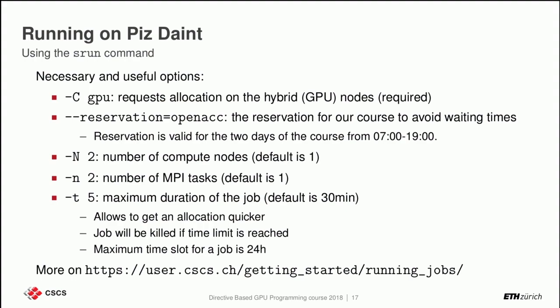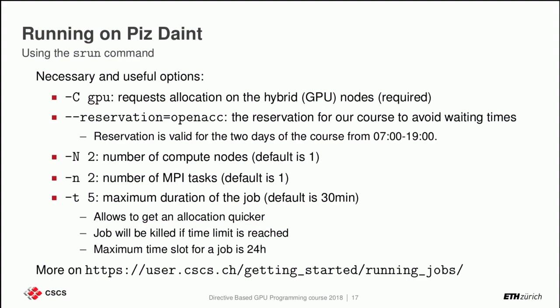Then for this course, we have a special reservation that's called OpenACC so that we can get quick allocations. And I suggest always passing this flag if you want. I think we have 16 nodes allocation, which is enough. Now, another option is minus N capital, the number of compute nodes to use, and minus n lowercase is the number of tasks. So if you just put minus n2 without this, then you will have 2 tasks per node.